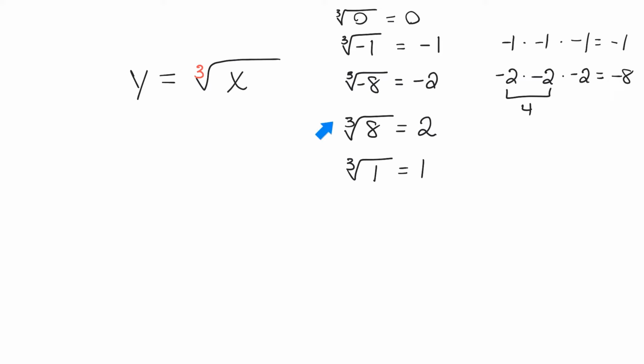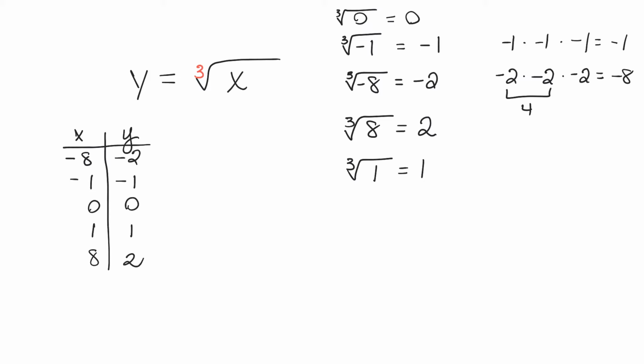So if I take all of this and turn it into a table of values, all of a sudden my x's can be negative. So I can say negative 8, negative 1, 0, 1, and 8. So what are my y's here? I'm going to have negative 2, negative 1, 0, 1, and 2.